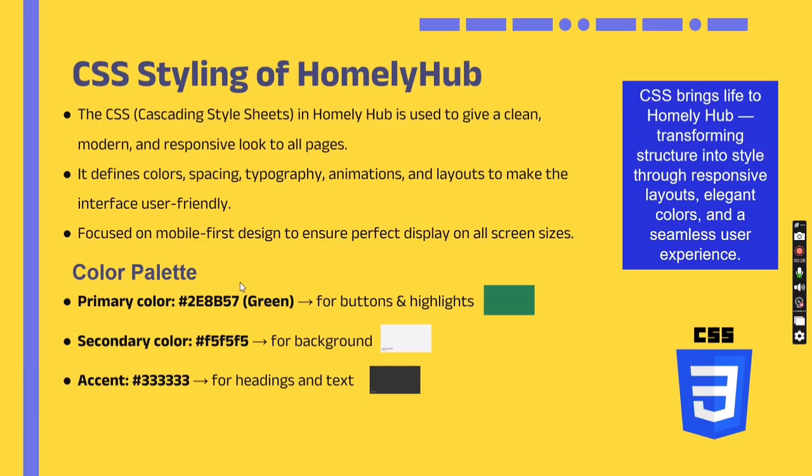Now let's come to the color palette used in our website Homely Hub. The primary color, used for the buttons and highlights, is this green color, whose hex code is this. The secondary color used in our project is white, not pure white but something close to white, whose hex code is this. The accent color, used for headings and text, etc., has this hex code, not purely black but kind of black. So CSS brings life to Homely Hub, transforming structure into style through responsive layout, elegant color, and a seamless user experience.